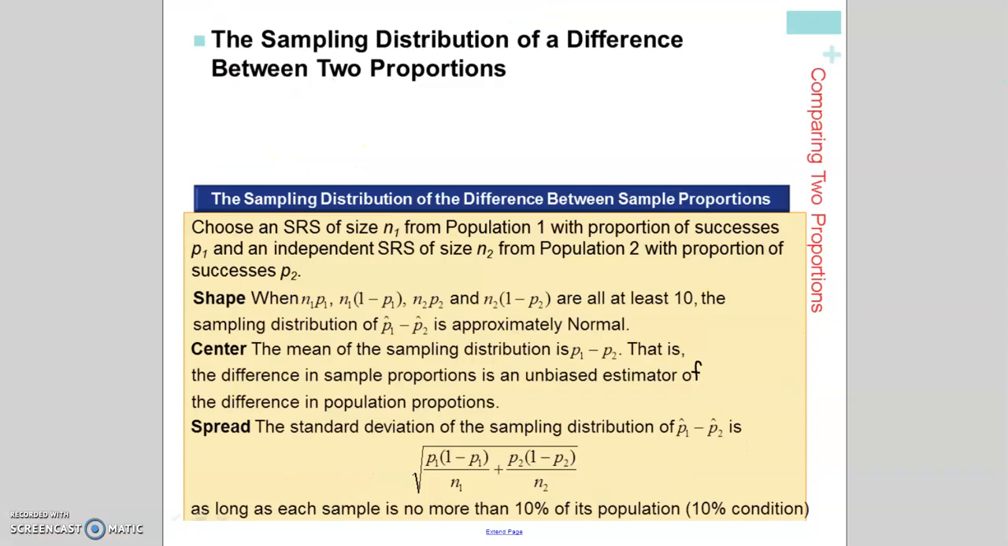So here's what we know about the sampling distribution of the difference between sample proportions. Oh wait, for the shape, all of those have to be at least 10. Notice there's 4 different numbers to check, because for population 1, both of those have to be 10, and for population 2, both of those have to be 10. Otherwise, we already discussed those two, center and spread. Press pause if you need to take notes. I'm going to move on.